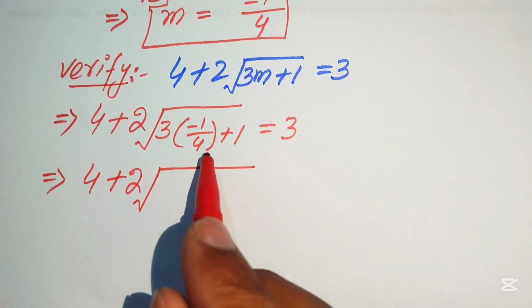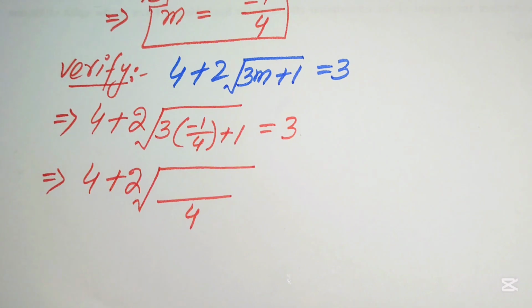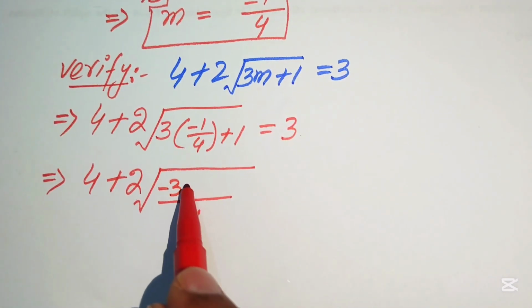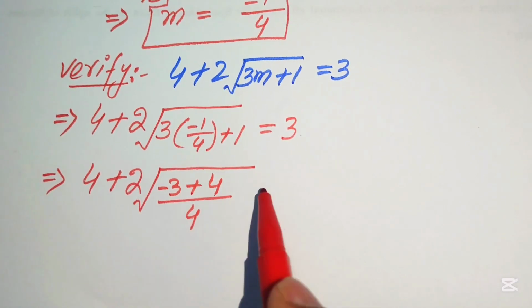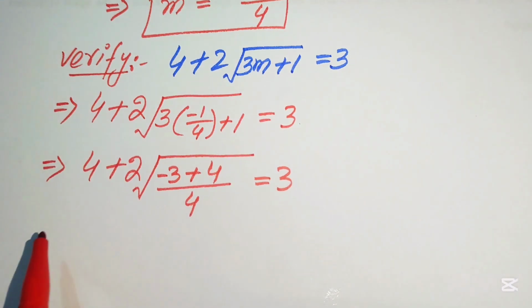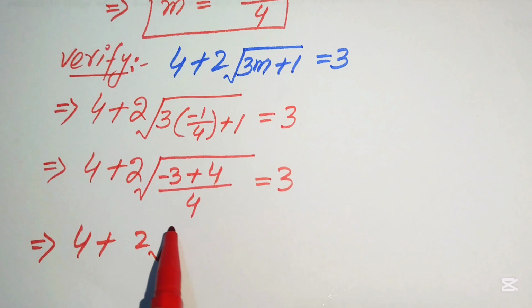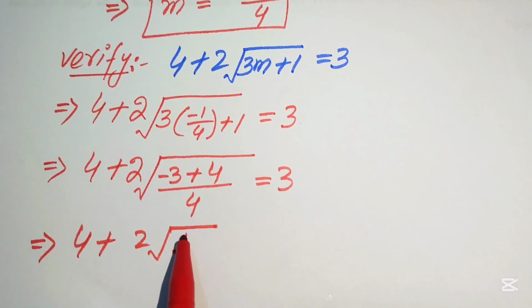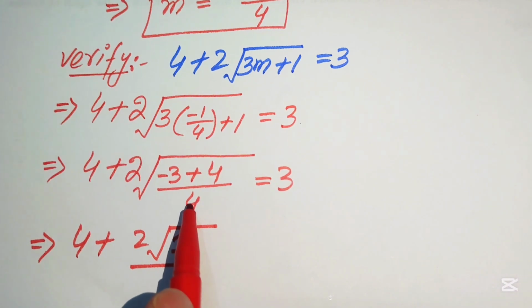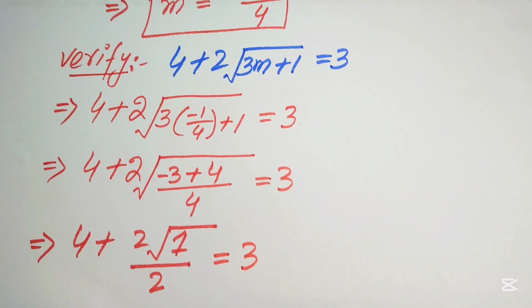Further, we need to simplify the terms, and we have 4 plus 2 into square root of, here we need to take the LCM. The LCM of this term becomes 4, and when you divide 4 by 4, we get minus 3 plus 4 times 1 becomes 4, and this whole equation equals 3. Further, we have 4 plus 2 into square root of minus 3 plus 4 plus 1, and the square root of this 4 is equal to 2, and this whole equation equals 3.